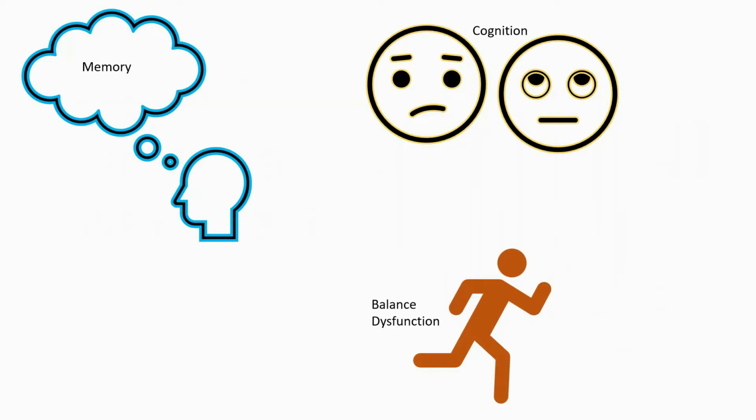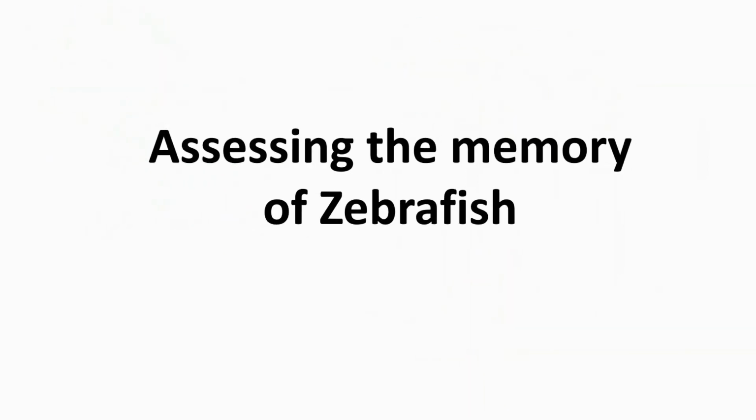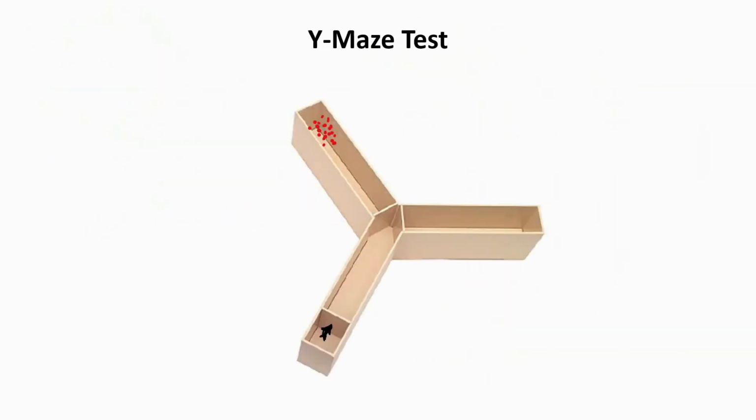Now the third category is balance dysfunction, and I kept this as a category because it was neither going in memory, nor going in cognition. But if somebody is working with Parkinson's disease, they would really like to know the motor imbalances in their subject, right? So we do have tests to see this as well, which I'll be covering in a couple of minutes. So let's now see how to assess the memory of the zebrafish. So the first test which I have brought to you is the Y maze test.